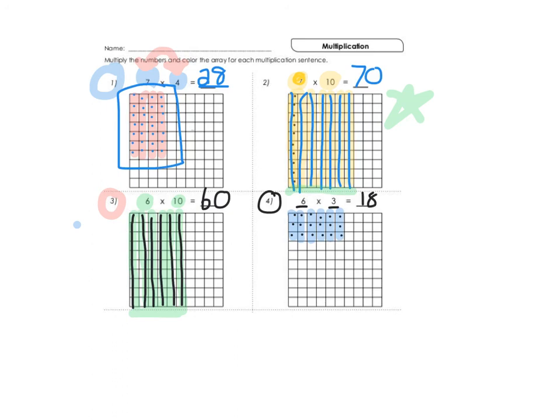18 is the answer. Okay, so what I'm looking for is I'm mostly looking for your array to be correct, and then it's just a matter of counting all the boxes to get the answer. All right, give it a whirl and let me know how it goes.